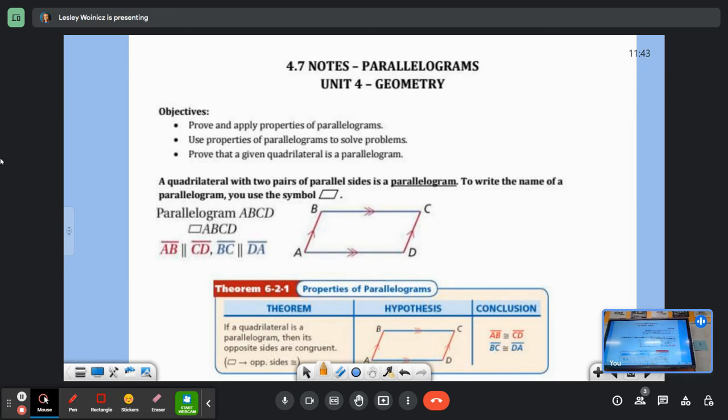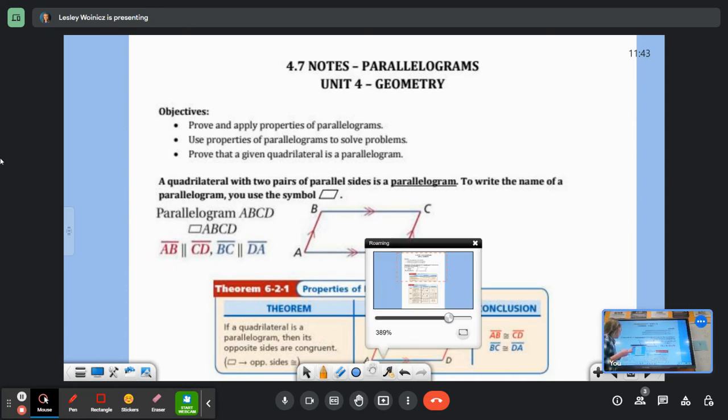So, first off, we know that a quadrilateral with two pairs of parallel sides has to be a parallelogram. To write the name of a parallelogram, we can use this symbol, or we can just write the word parallelogram ABCD. Okay, so let's look at some of these properties.